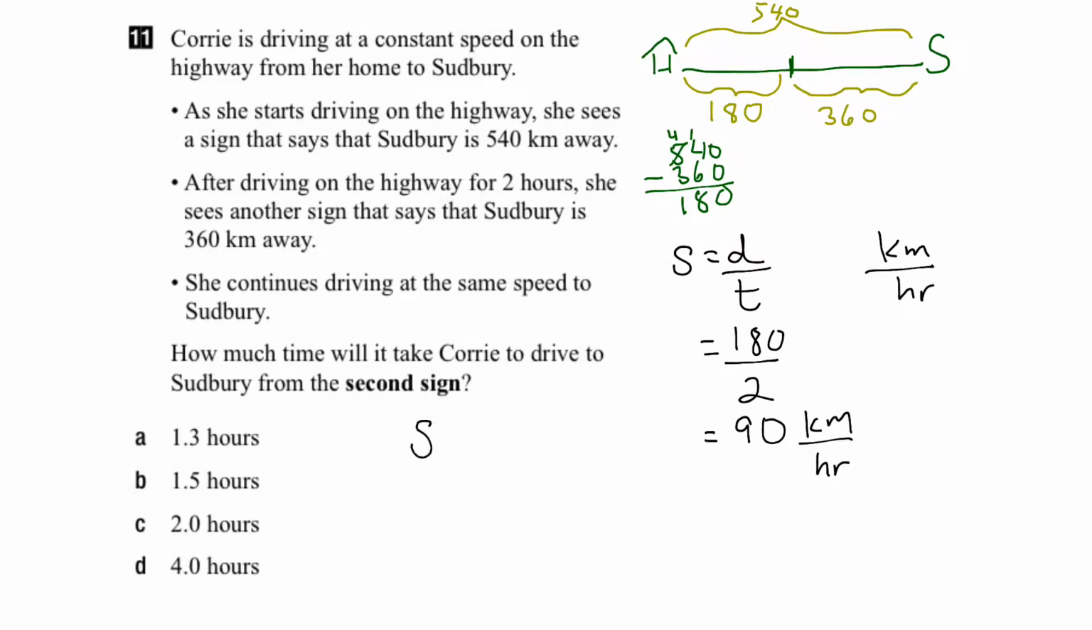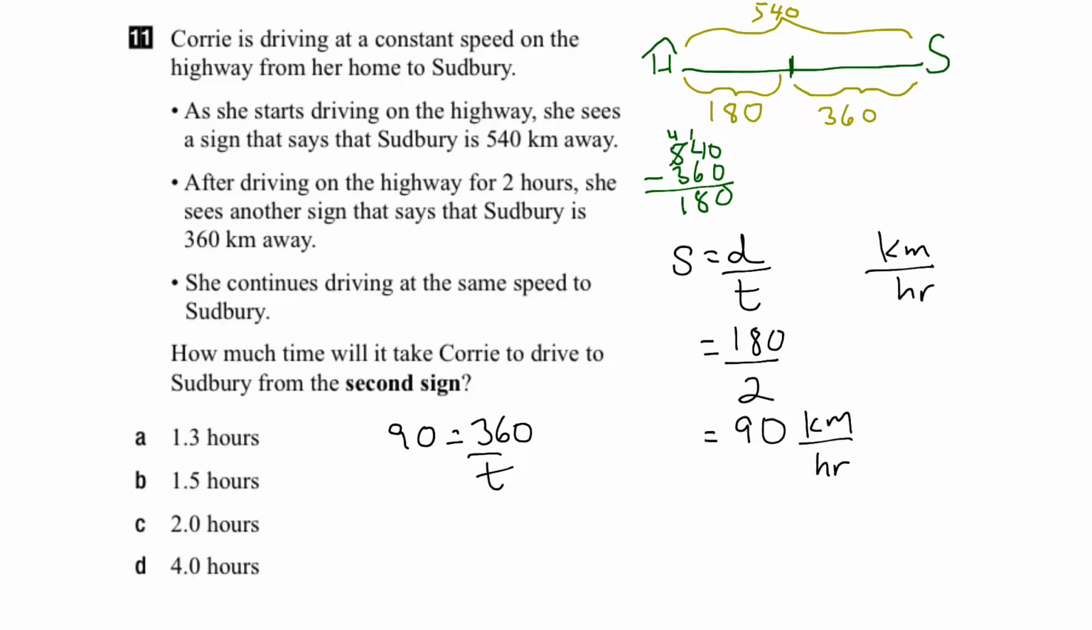Okay, so let's put in speed again as distance over time. And we know that the distance she's going to cover is 360 kilometers for the second part of the trip. So we can replace the d here with 360. We also know that she's going to continue driving at 90 kilometers an hour, so we can replace the s here with 90. So now we get to solve for t, and that'll tell us the time.